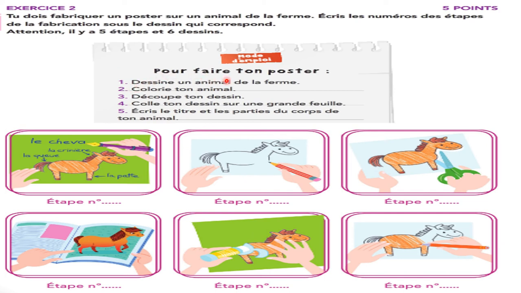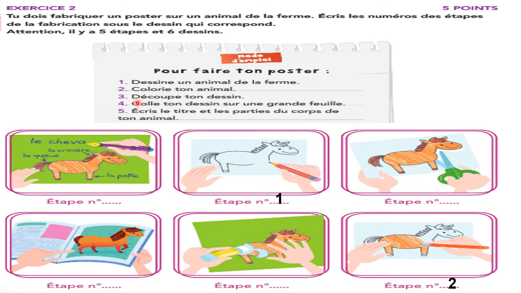Dessine pour faire ton poster. To make the poster, dessine un animal de la ferme. You will draw an animal from the farm. Which one? Yes, this one. We draw it at the beginning. So dessine. Colorie ton animal. You will color the animal. Which one? Yes, we color it now. Here, dessine. Donc, c'est là.